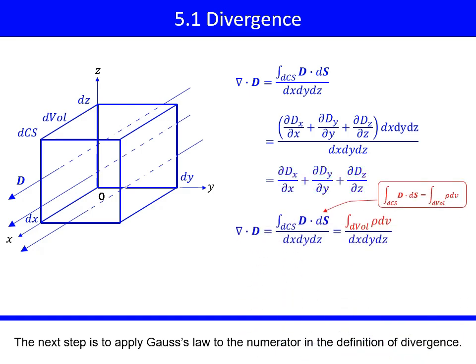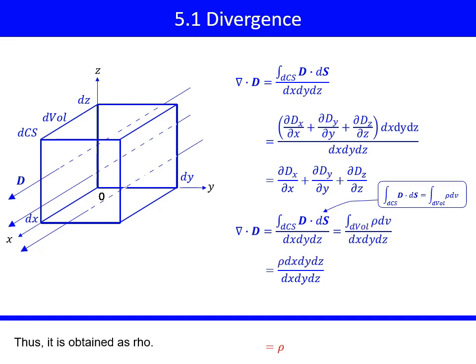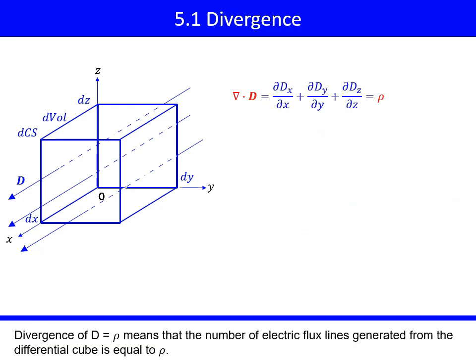The next step is to apply Gauss's law to the numerator in the definition of divergence. Since the volume is infinitesimal, the charge distribution in the differential volume dVol can be considered uniform. Thus, it is obtained as ρ. Divergence of D equals ρ means that the number of electric flux lines generated from the differential cube is equal to ρ.